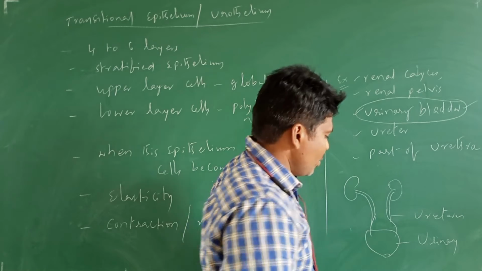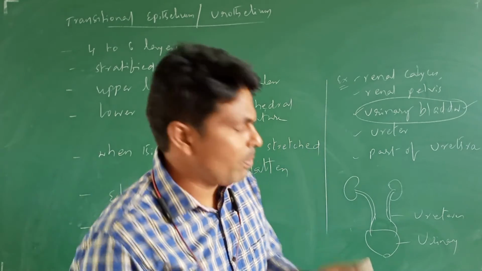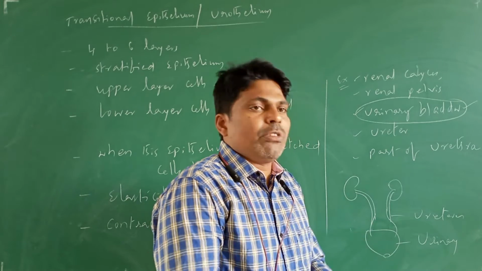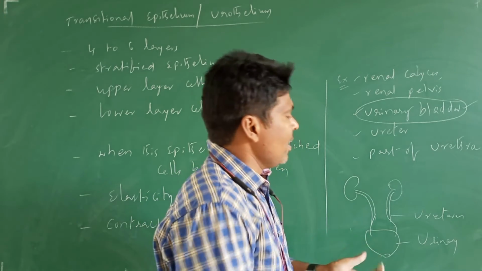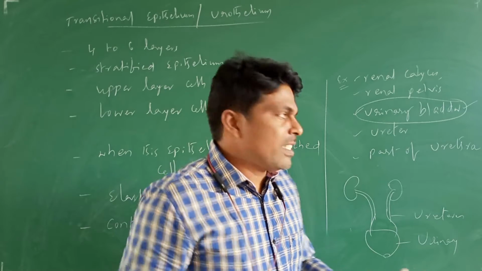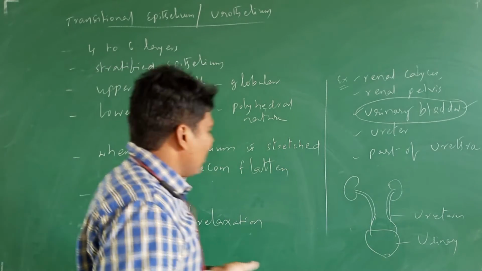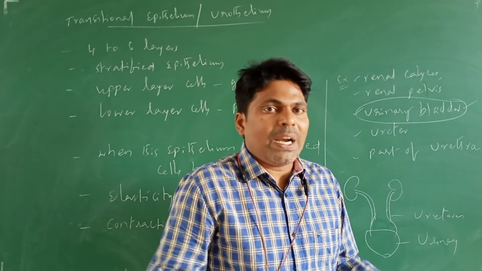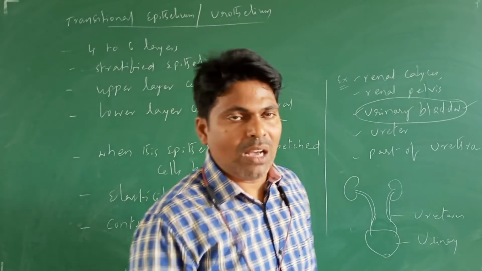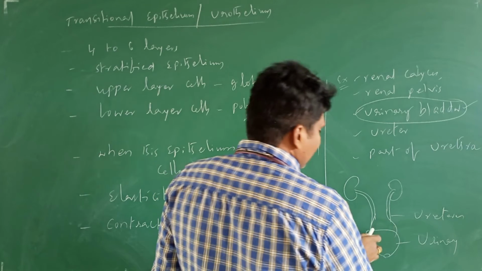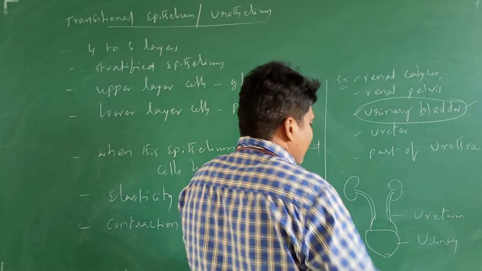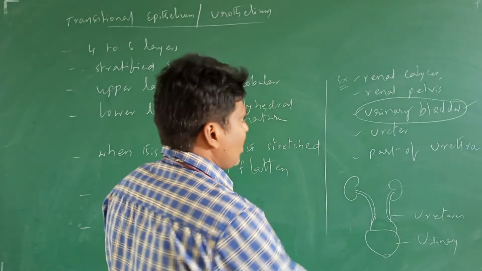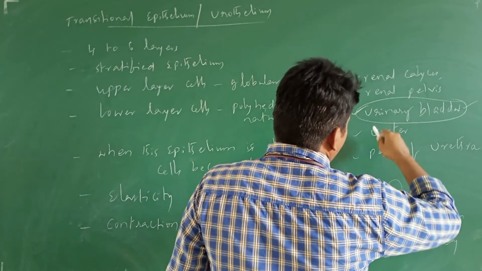The urinary bladder has no specific shape. According to the amount of urine that reaches it, it expands because of its elastic property, stretching and expanding to accommodate the urine. So that is the urinary bladder.